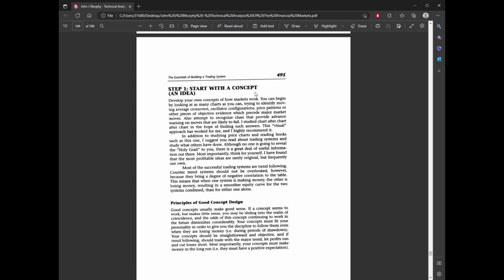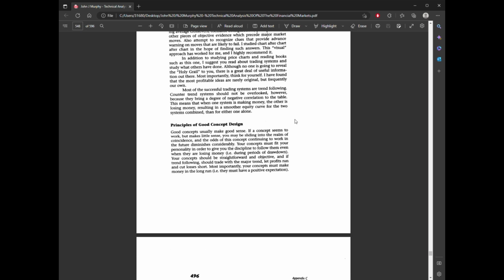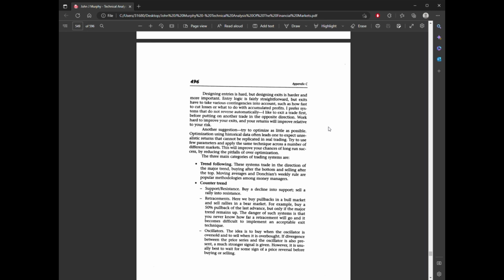So first of all, start with the concept. Principles of good design. These are pretty standard, but basically it must be clear, so it doesn't have to be completely complicated or extremely complicated. But it must work for you. Let the winners run and cut the losses short. Basically, that's what he talks about. But everything that makes money in the long run is probably a good concept design. So yeah, just something to keep in mind.